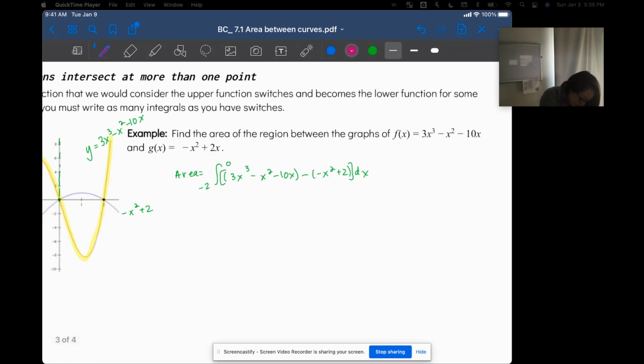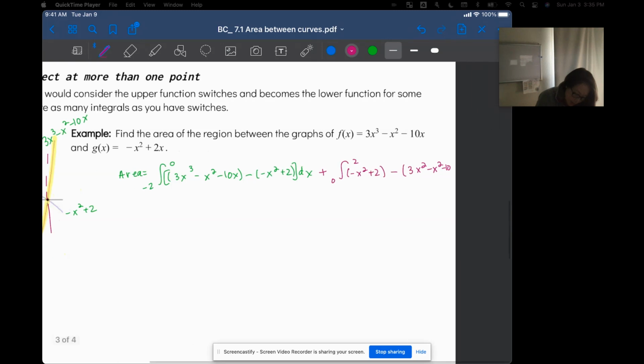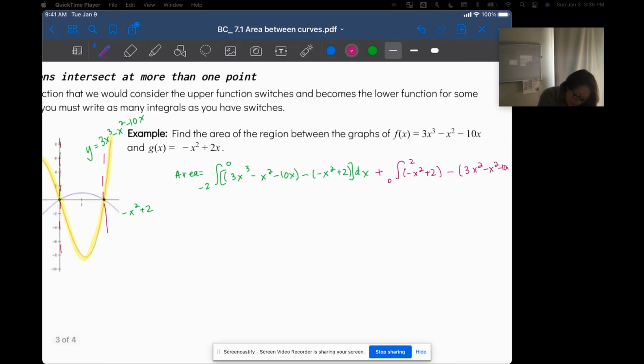Then, when x is equal to 0 to x is equal to 2, we're going to add the next area from 0 to 2. The top function is negative x squared plus 2 minus the bottom function, which is 3x cubed minus x squared minus 10x. I think we'll move this over.